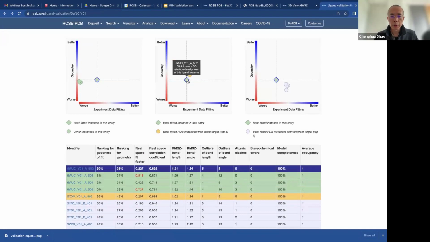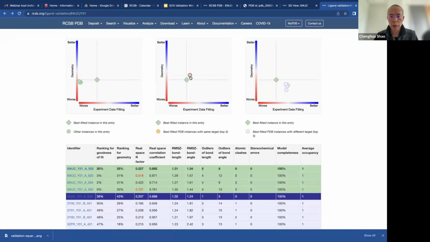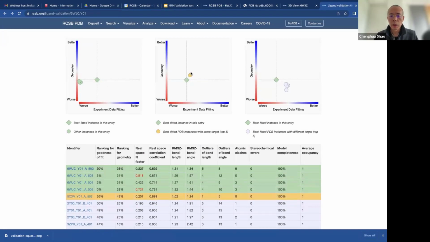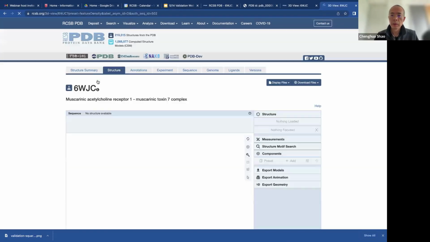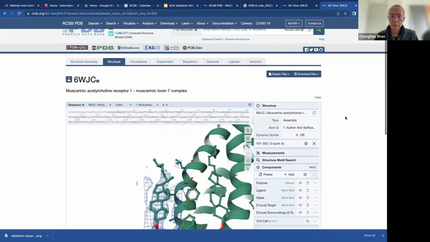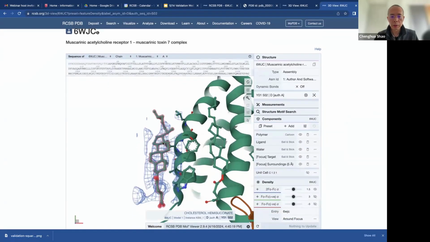And you can also do the comparison between this structure and other structures with the same protein, and other structures with any protein. And if you click on that, it will lead you to this nice overlay between the experimental data and the structure model.